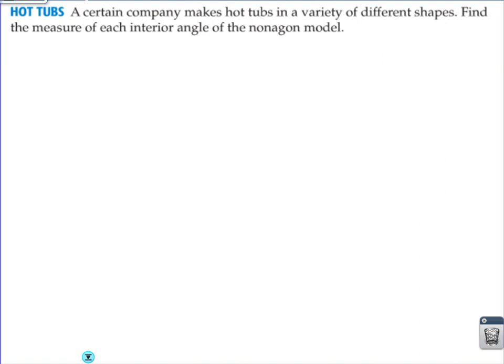We're getting there, guys. A certain company makes hot tubs in a variety of different shapes. Find the measure of each interior angle. Again, look, it says each. Find the measure of each interior angle of a nonagon model. Hunter, how many sides does a nonagon have? There's 9 sides. So a nonagon has 9 sides. If you want to call it a 9-agon, that's fine, because think about 11-agon, 12-agon, 9-agon, right? Same thing. So a nonagon has 9 sides, so it would have 9 minus 2 triangles.